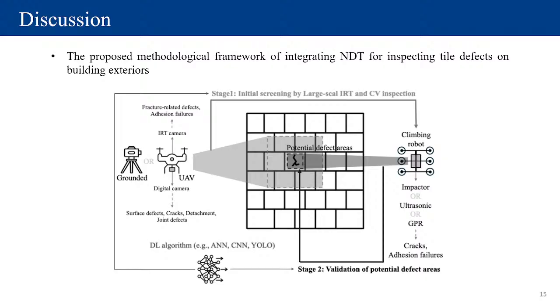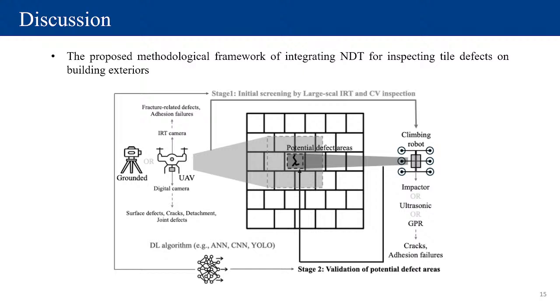And finally, our review proposed a two-stage methodological framework of integrating non-destructive testing methods for inspecting tile defects on the building exteriors. In the first stage, infrared camera and digital camera could be ground-based or mounted on drones to realize large-scale and rapid screening of the whole building and identify the potential defect areas. And in stage 2, the climbing robot equipped with impactor or ultrasonic device or GPR could be sent to the potential defect areas and make a localized verification.